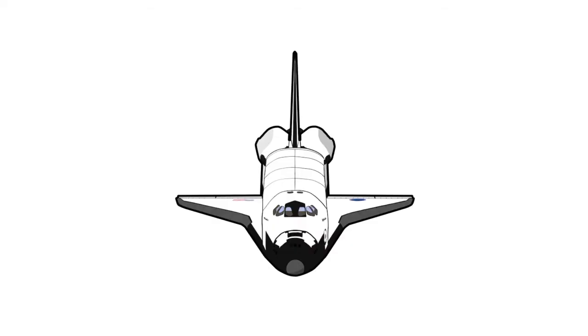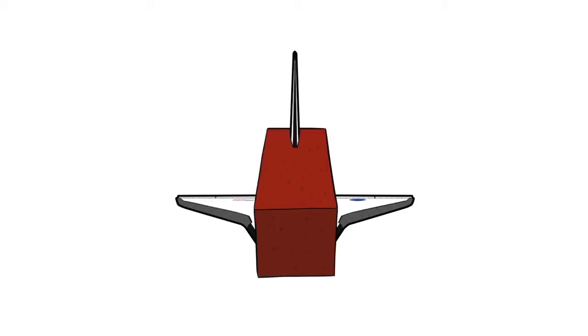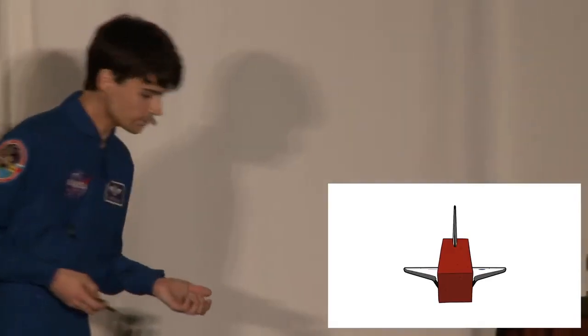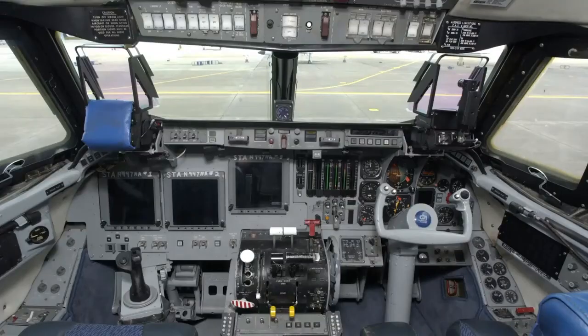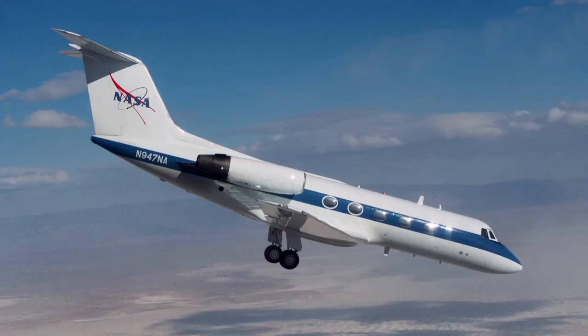The shuttle has stubby little wings and a big, fat, round nose. It's affectionately referred to as a flying brick. NASA astronauts train in a modified Gulfstream II jet, which, in order to simulate how un-aerodynamic the shuttle is, flies with its landing gear down and its engines in reverse.